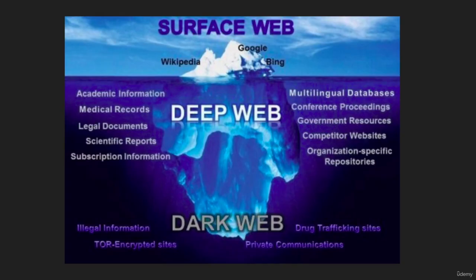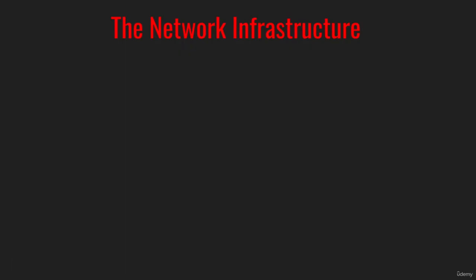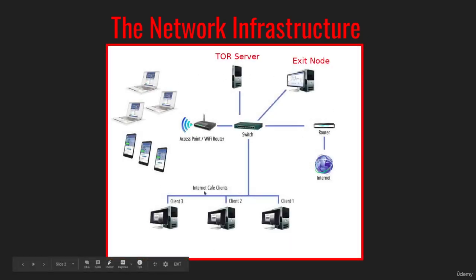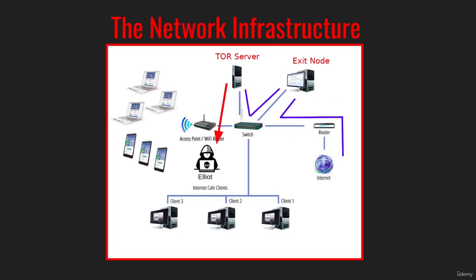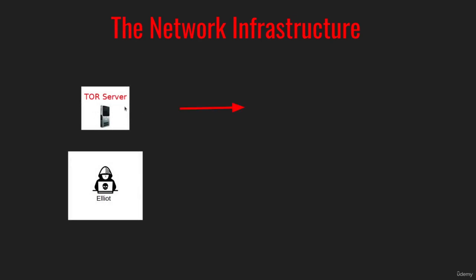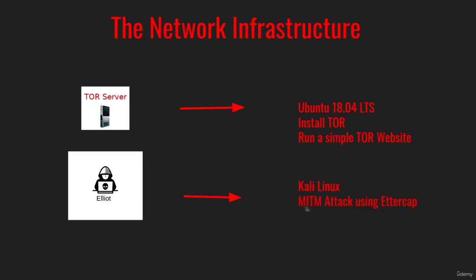This picture will explain it. You can see that here is the service web, we have Google, we will assume that this is the network infrastructure. Alright, this is it, the whole infrastructure. For the Tor server, we will have Ubuntu 18 and we will install Tor there and run a simple Tor website. Now for Elliot, we will have Kali Linux.